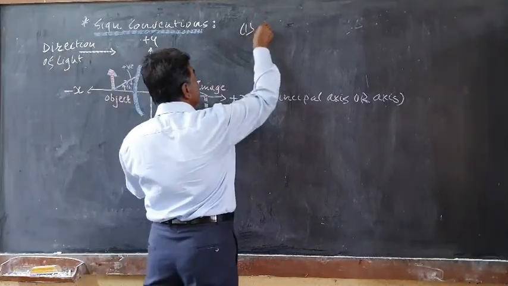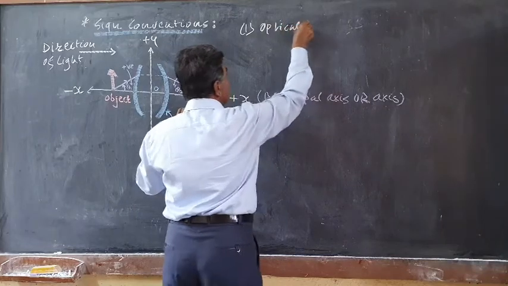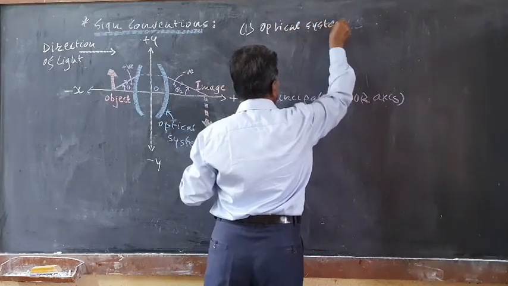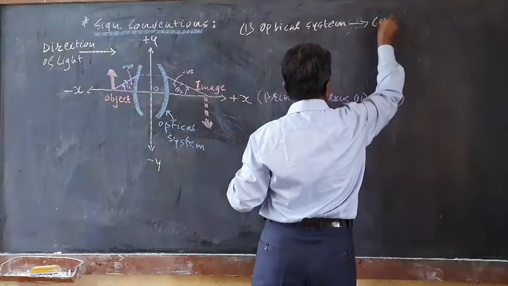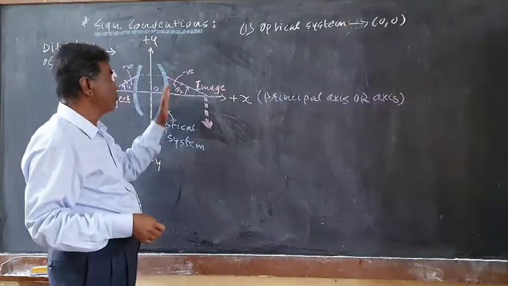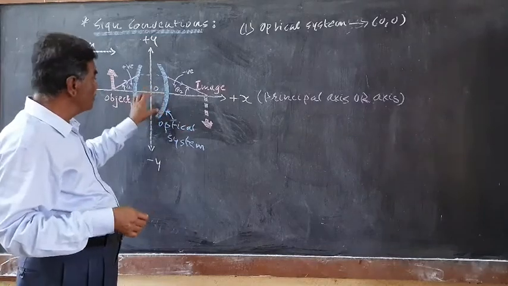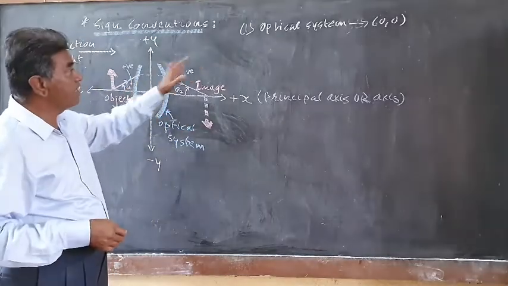The first thing is that the optical system can be considered at the origin. So this is the first point. The optical system or the lens can be taken at the origin of the coordinate system.